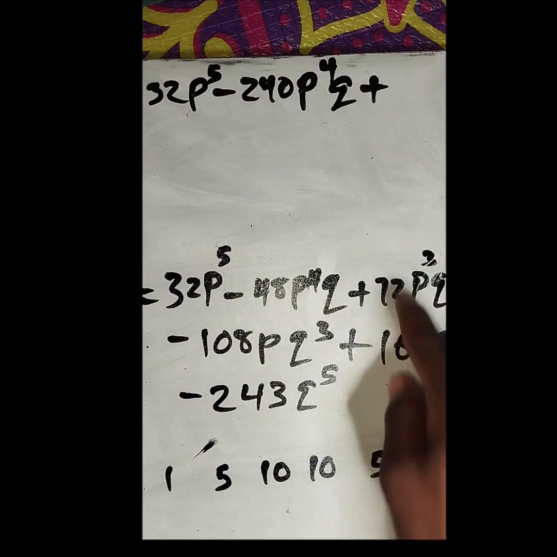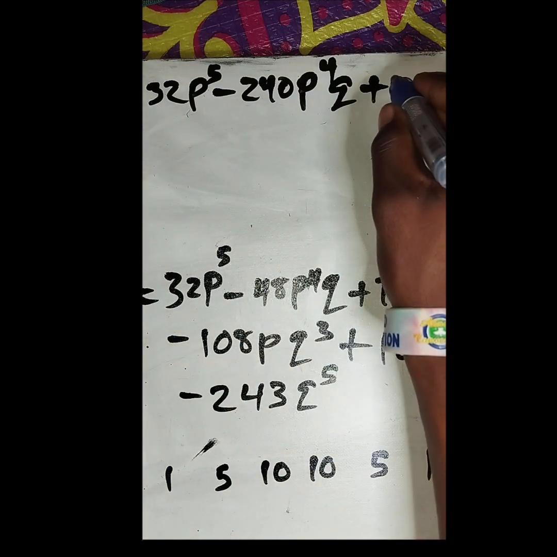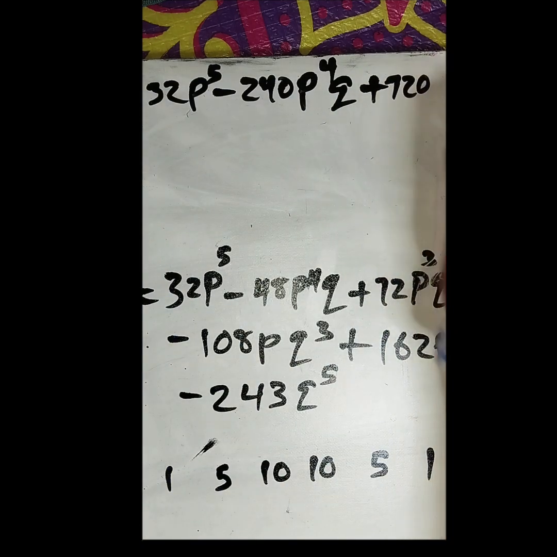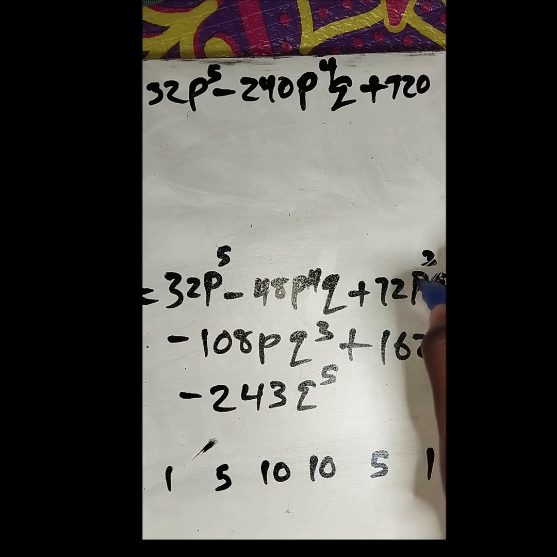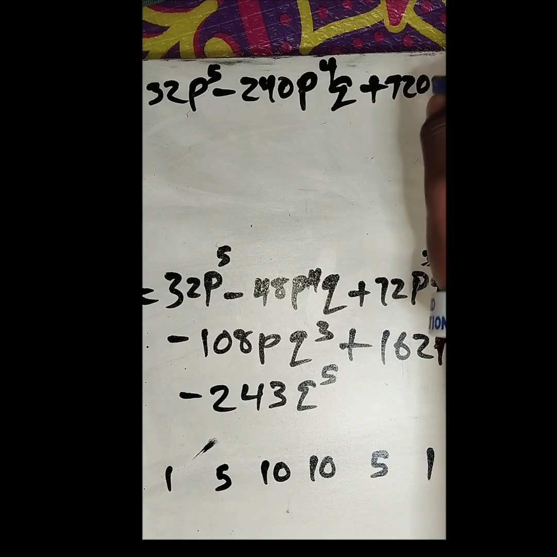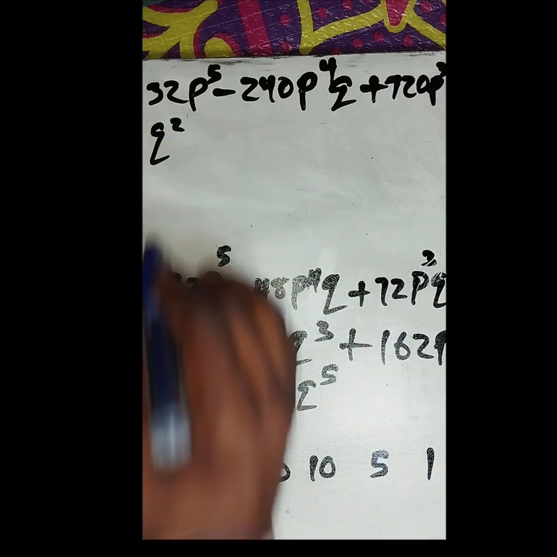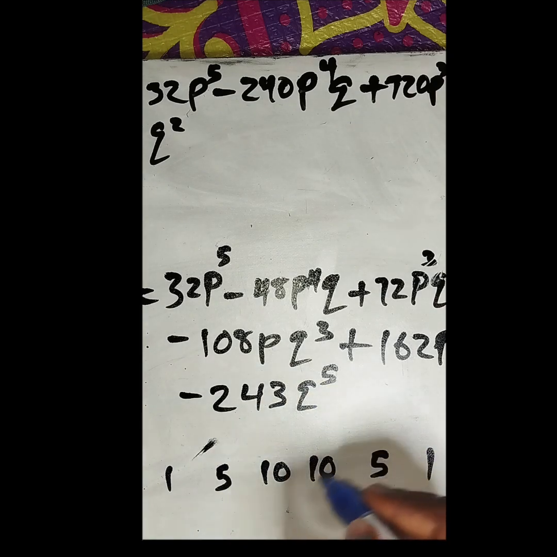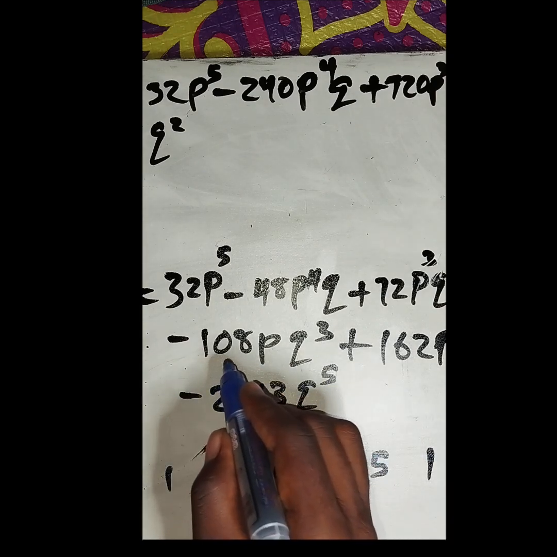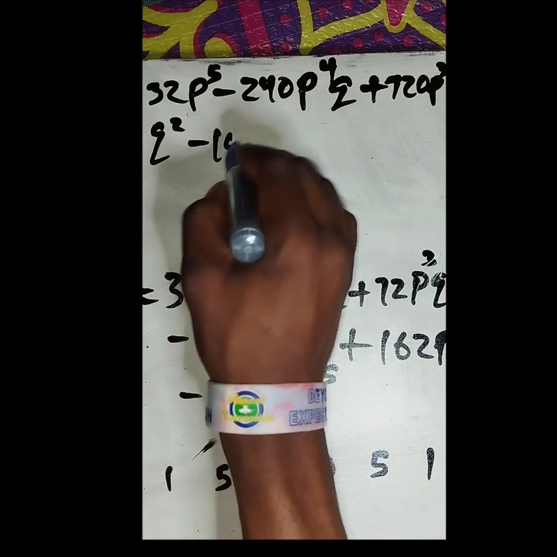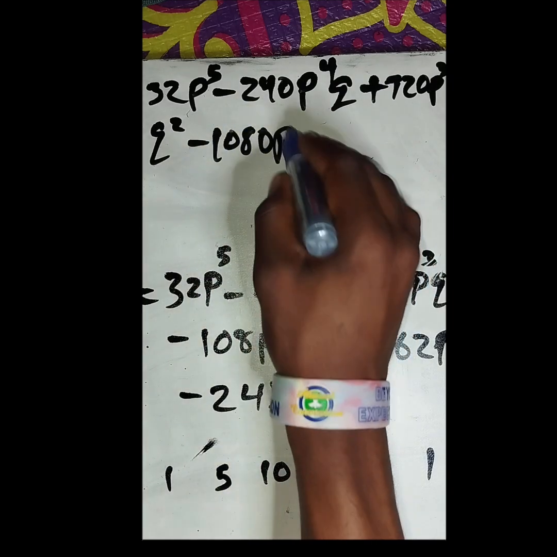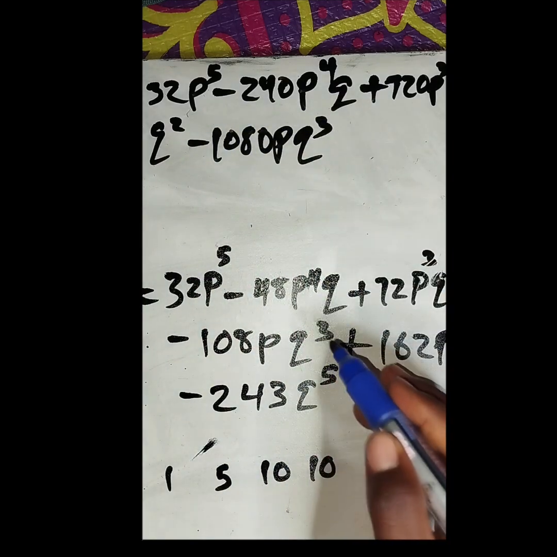10 times 72, that's 720 what? 720 p raised to the power of 3, q squared. Let me put it here so you can see. Yes. 10 times 108. That's 1080 p q raised to the power of 3.